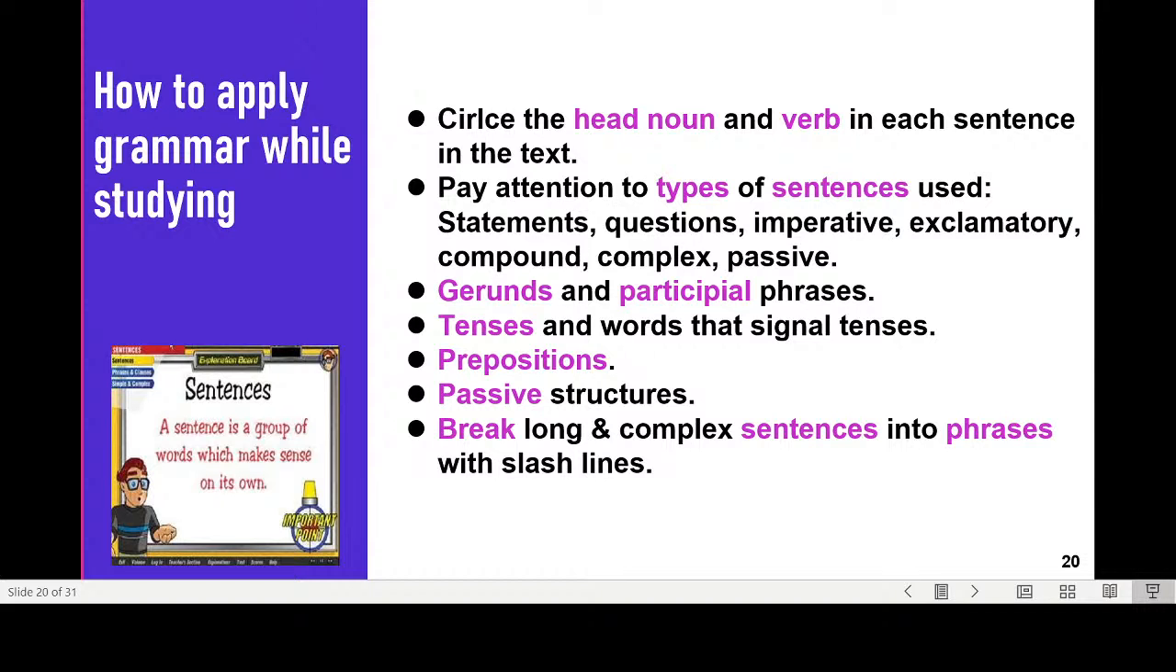Prepositions are important because in English there are phrasal verbs that contain prepositions. There are idioms that contain prepositions. And there are prepositions used on their own. So we need to know when a preposition is used separately, independently, and when it's part of an idiom, because it changes the meaning. And we should also understand passive structures and divide or break long and complex sentences into phrases using slash lines.